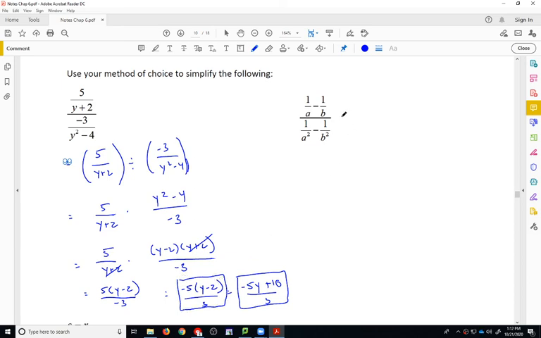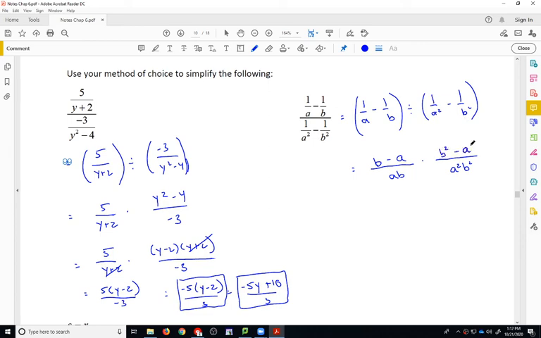All right, so for this one, again, using method 1, we've got 1 over a minus 1 over b divided by 1 over a squared minus 1 over b squared. So you need a single fraction divided by a single fraction, so we need to make common denominators. So for this one, it would be ab. I'm going to multiply the first fraction by b, the second fraction by a. The denominator is going to have a common denominator of a squared b squared. So I'm going to multiply the first term by b squared and the second term by a squared.